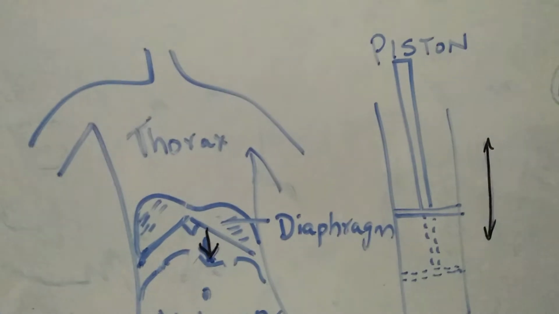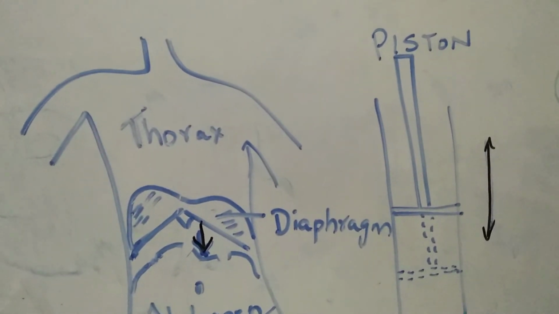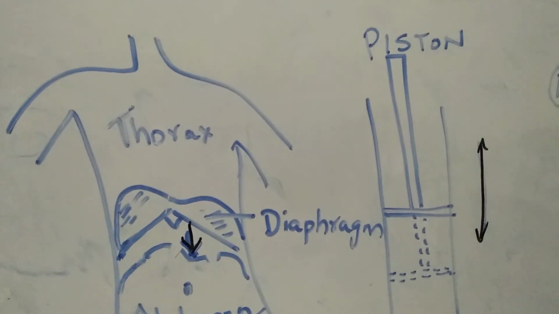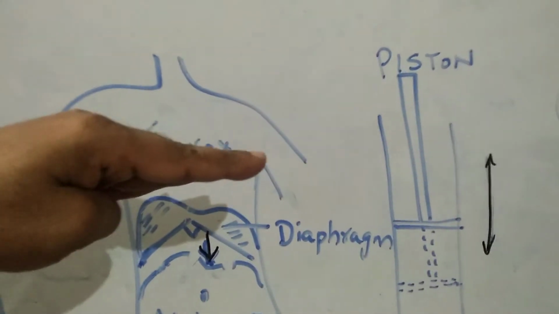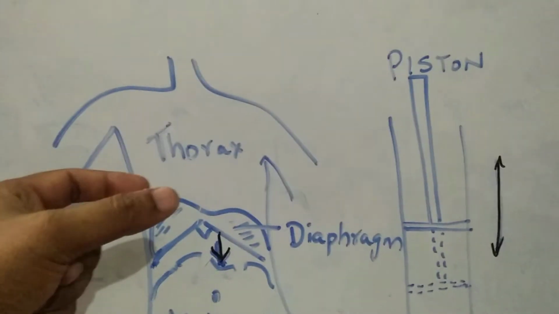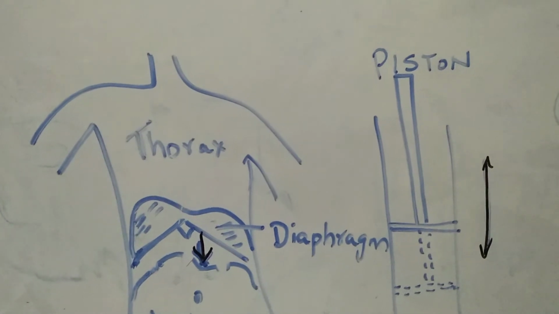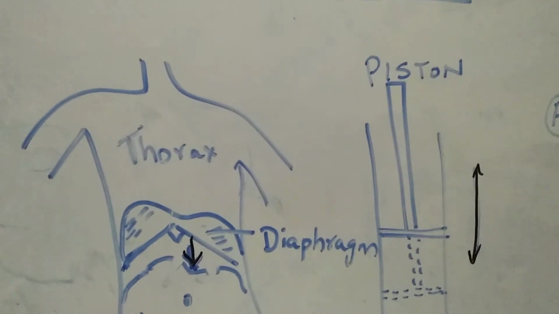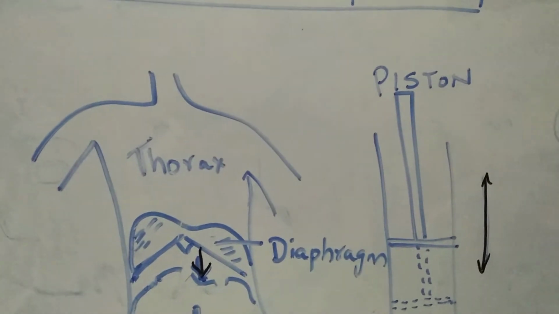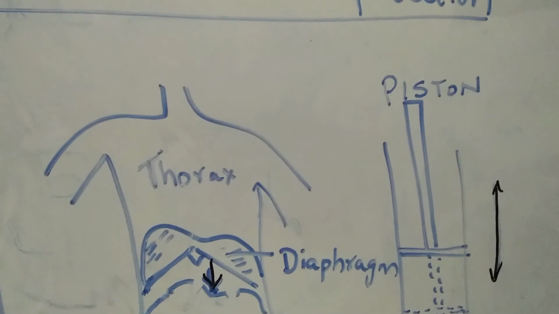Which diameter of the thorax do you think is increasing in this piston-like movement of the diaphragm? I'll give you options if you want. Is it the transverse diameter? Is it the anterior-posterior diameter or the vertical diameter? If you have guessed vertical diameter, then you have told the correct answer. The diaphragm moves down like a piston, increasing the vertical diameter of the thorax, thereby causing negative intrathoracic pressure and thereby inspiration.